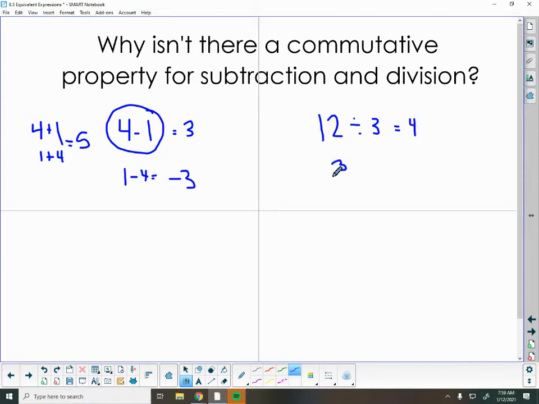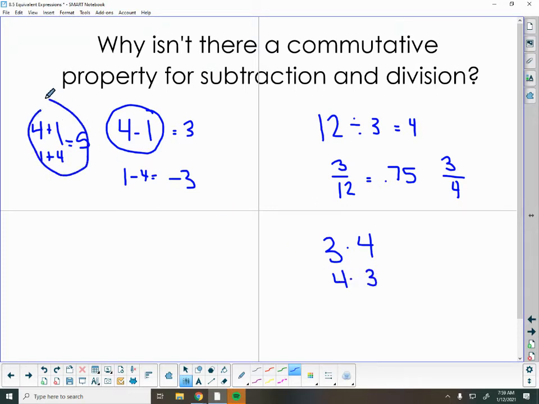If I did 3 divided by 12, that is 0.75, or 3/4. So here we have the 3 and the 4, but these are opposites. So with subtracting and dividing, it matters which one comes first, and we can't just change that. It gives us a different answer. But when we multiply, if I do 3 times 4, that's 12, and 4 times 3 is also 12. So when we add and when we multiply, we can commute those numbers and change that order.